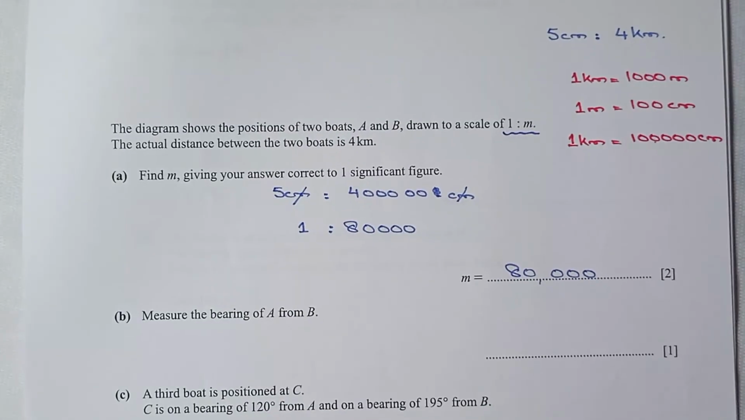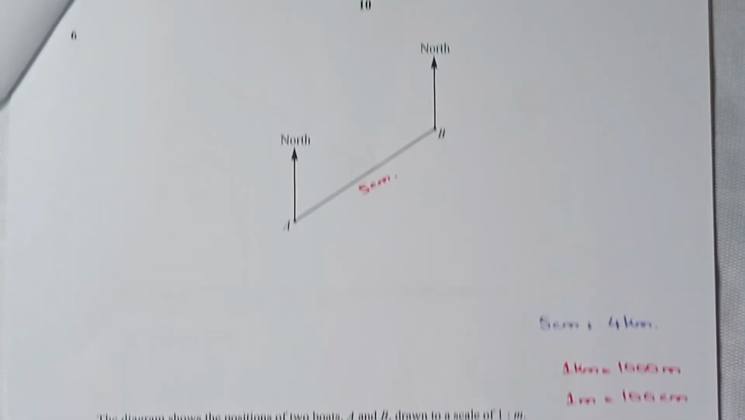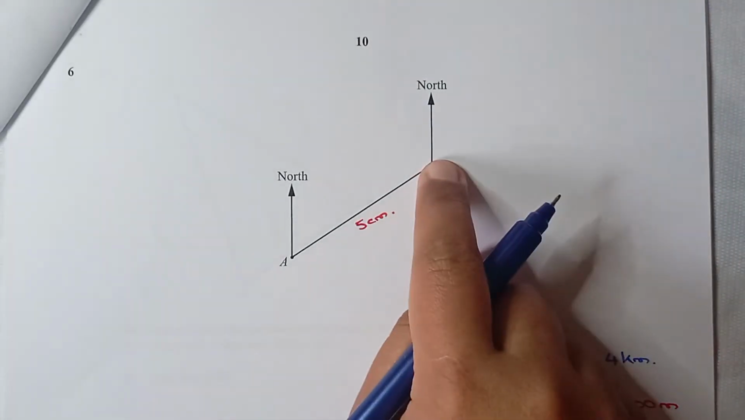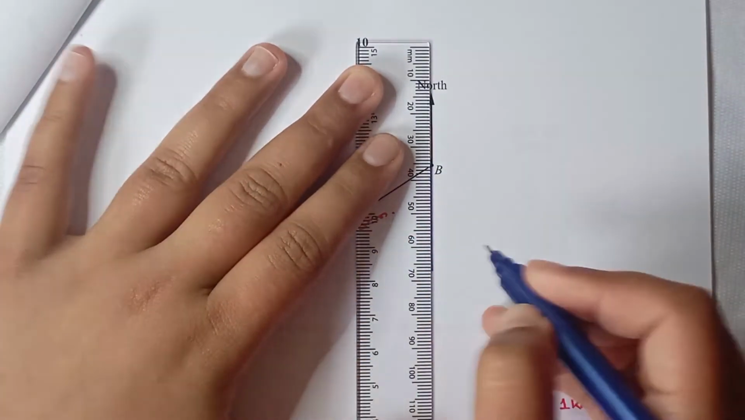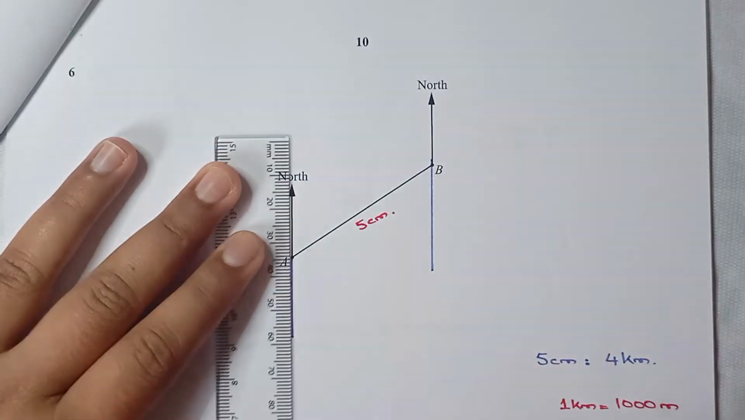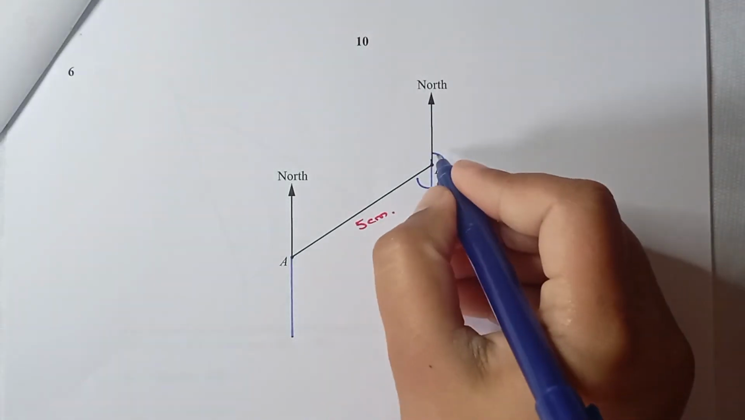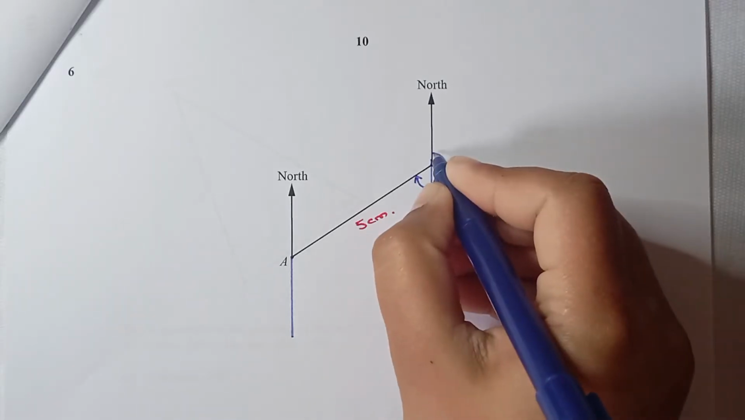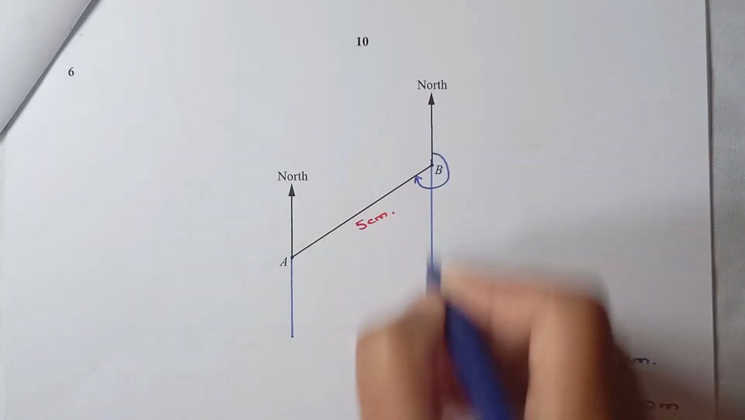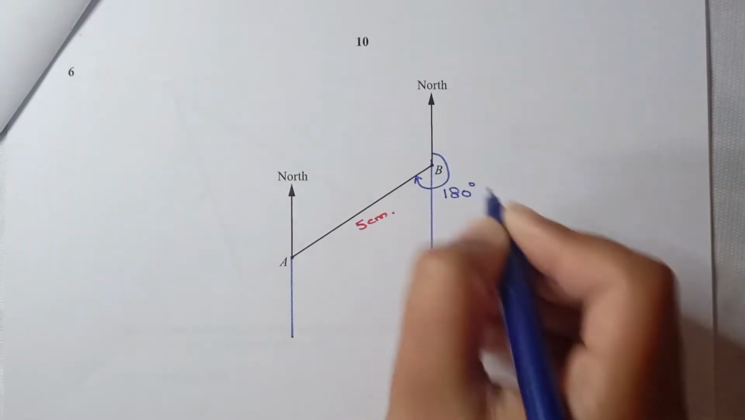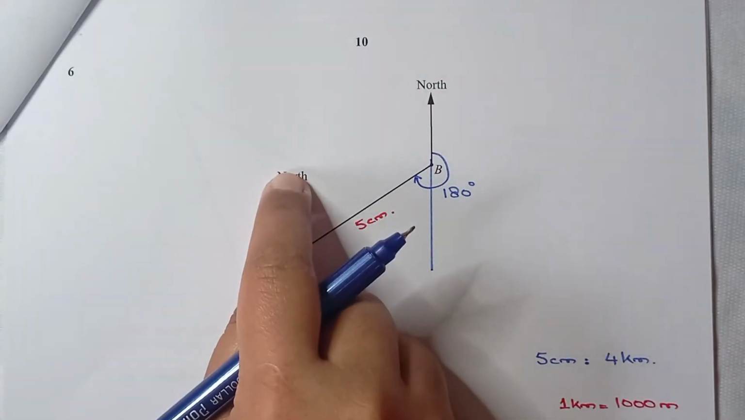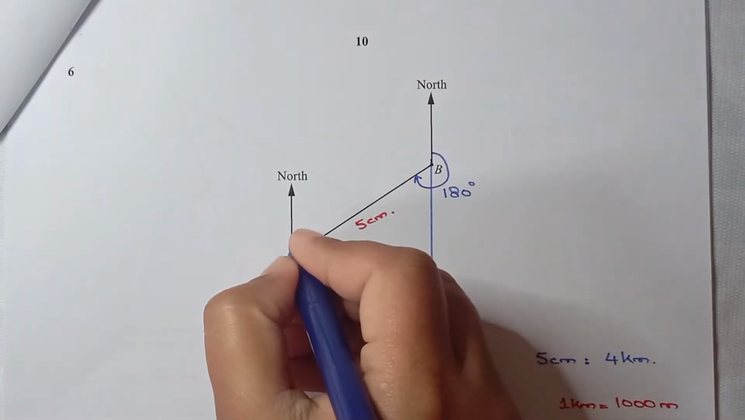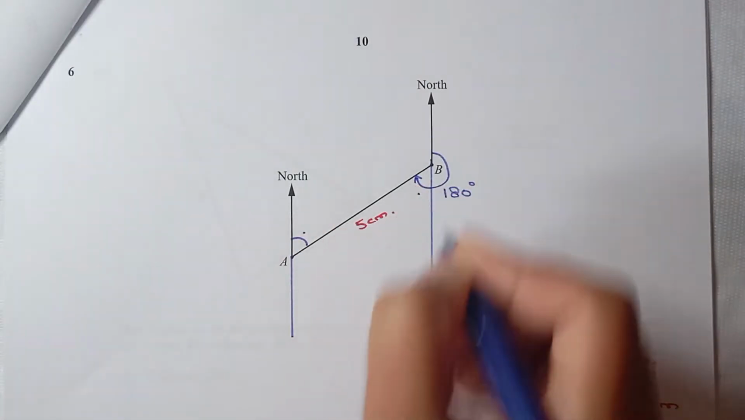Right. Now for the second part, measure the bearing of A from B. So we need to find the bearing of A from the point B. For this, we need to extend the north line at point B and at point A. Basically for bearing we need to measure this angle. As we know, this straight line is 180 degree, plus this angle, right? Now we know that these two lines are parallel, they are in the same direction, so the angle over here is the same as the angle over here, right?